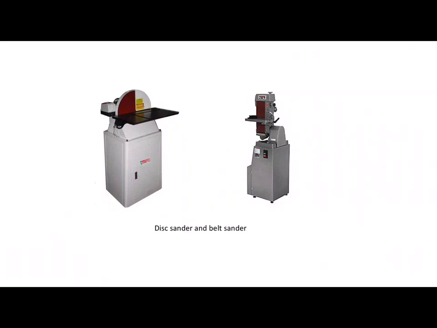On the screen we've got two types of sanding machines. We've got a disc sander and a belt sander. And both sanding machines are used for sanding wood down to a line, or possibly closing the end grain on a piece of wood.